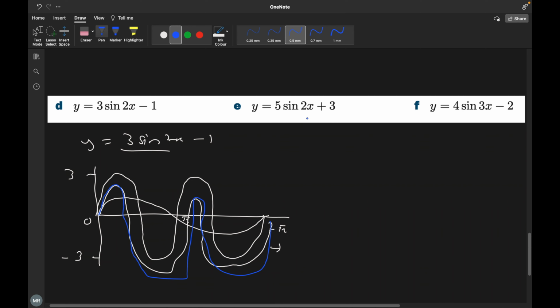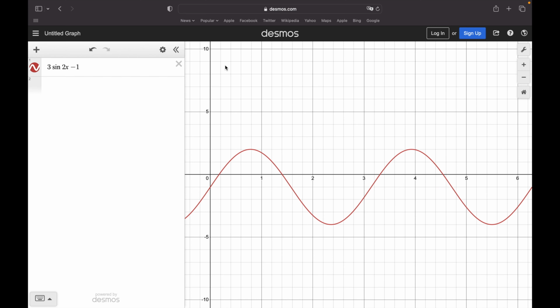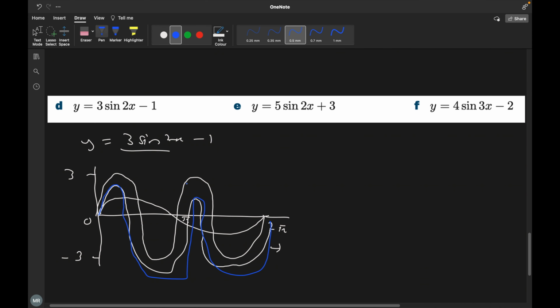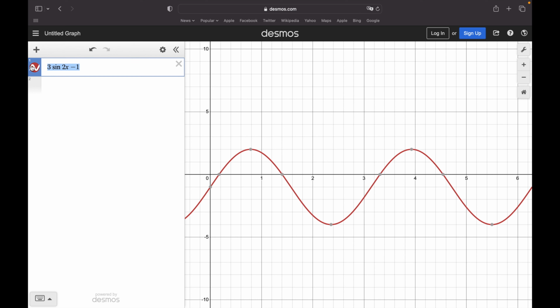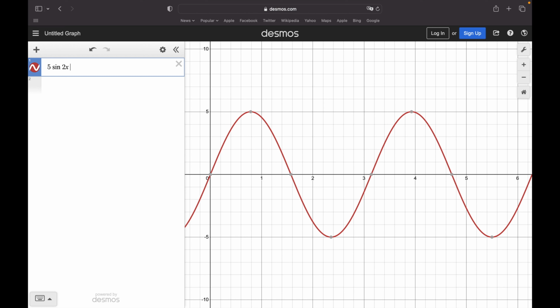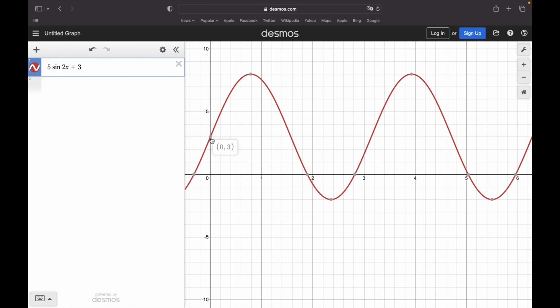So I'm not going to draw them now, I'm just going to explain, and then I'm going to graph it using Desmos because as you can see, it's not a really good graph. You can't really understand this. So I'll just explain it. The amplitude would be 5. And then there'll be 4 cycles and it will be moved 3 units up. So let's graph this: 5 sine 2x plus 3. This is how it's supposed to look like.